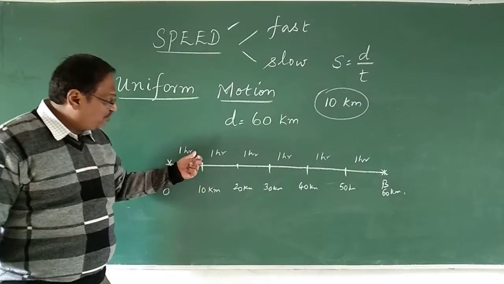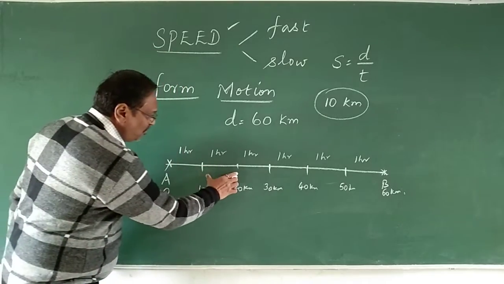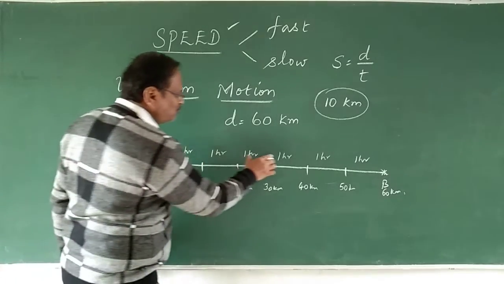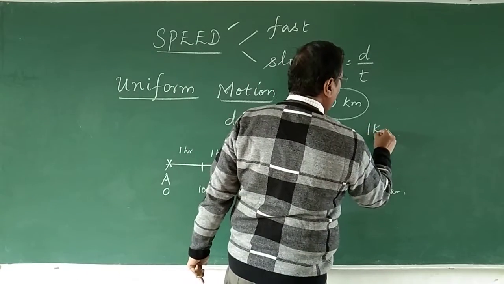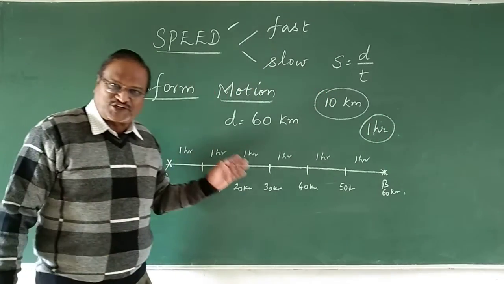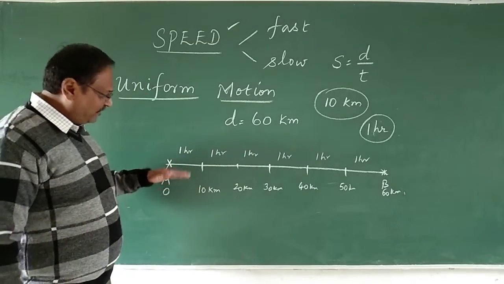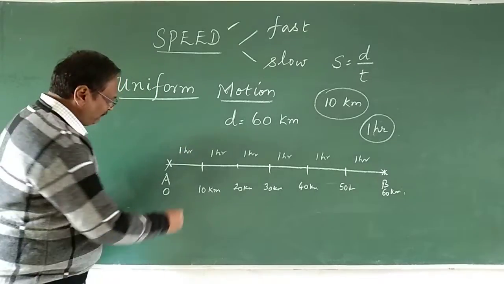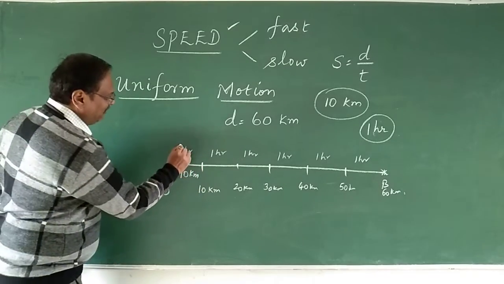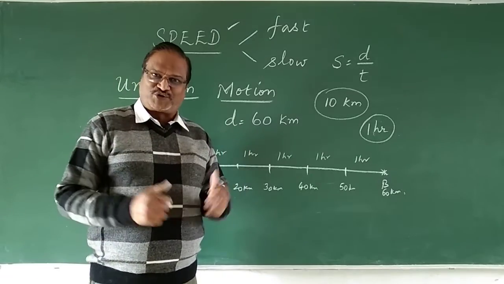You are taking the same time for the same equal distance. Distances are equal. How much? 10 kilometer. And times are also equal. That is how much? 1 hour for each distance traveled. And this kind of motion is called uniform motion. Uniform motion means when a body travels equal distances in equal intervals of time, and that is called uniform motion.